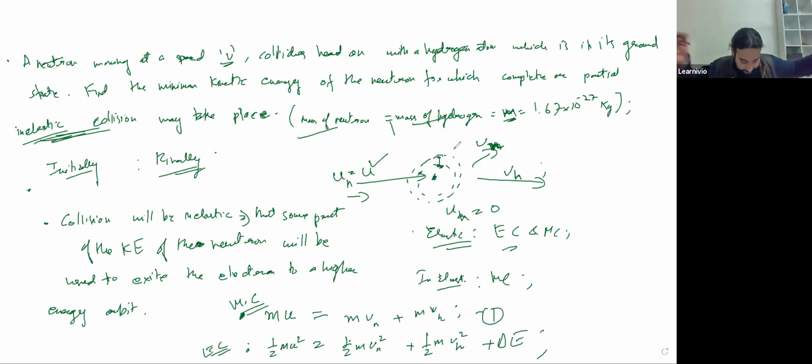excited orbit, or the ground state at the first excited orbit. So it can be any of these things. Lovely. Let's clear this all and let's write the equations down again.